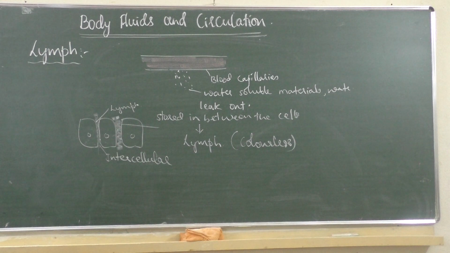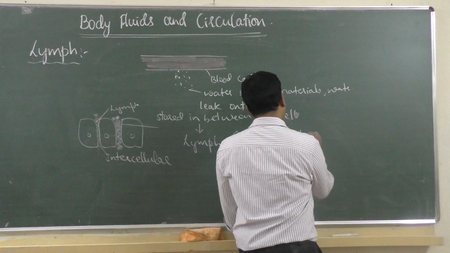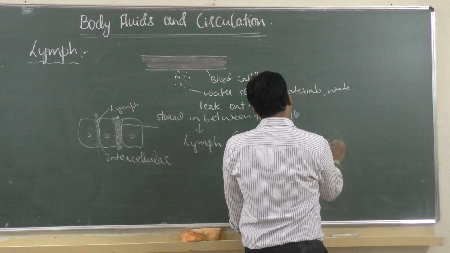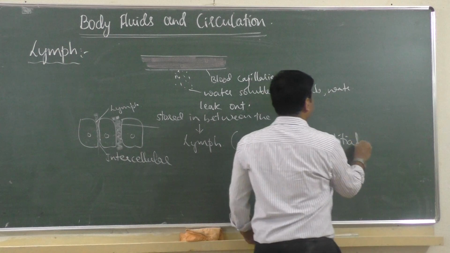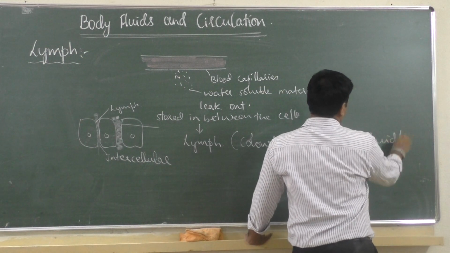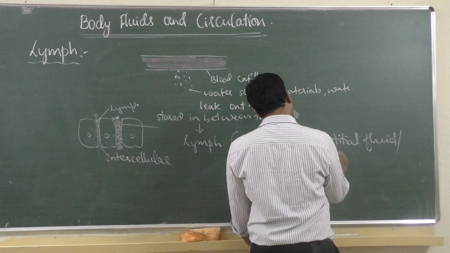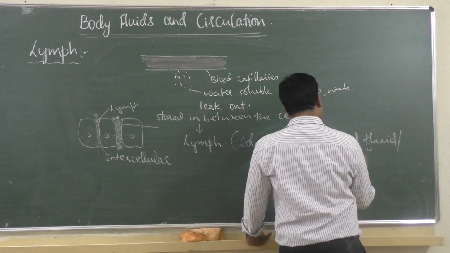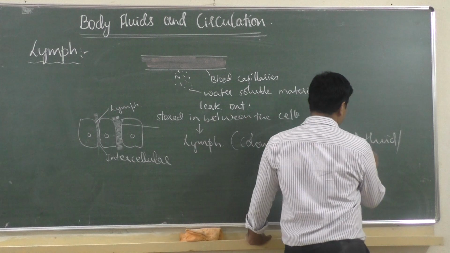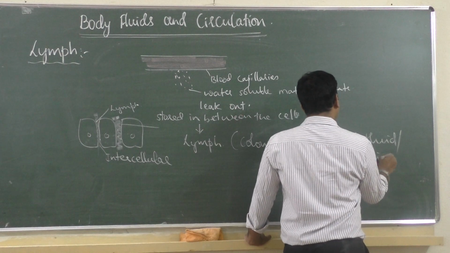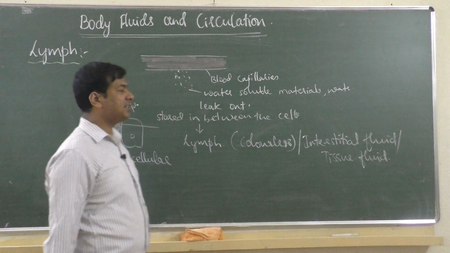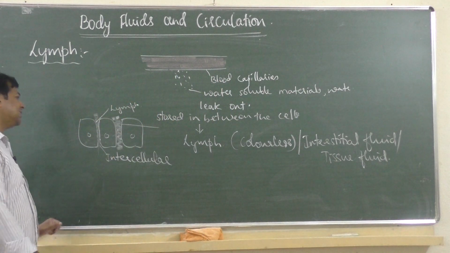So why is it required, and what is this fluid called? It is called lymph, or interstitial fluid, or tissue fluid. It is called interstitial fluid or tissue fluid because it is present between the cells, and a group of cells is called a tissue. It is a liquid or fluid present in the tissue in between the cells.